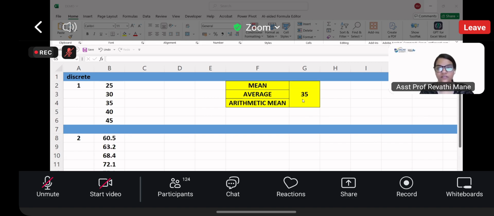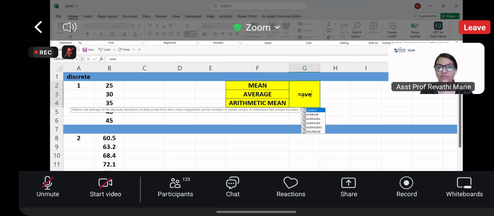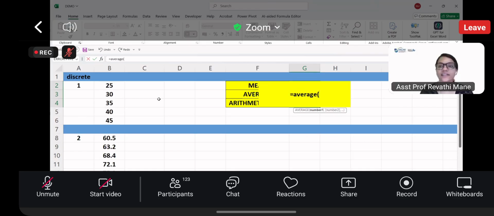Is it visible? Yes. Okay, I'll re-explain once again very quickly. I have taken the same data here, 25, 30, 35, which we took in the previous example. In Excel there is already a pre-built function, the formula is =AVERAGE, a predefined function. You have to select that and select the data, here 25, 30, 35, 45, which are in cells B2 to B6. You just have to complete the bracket.